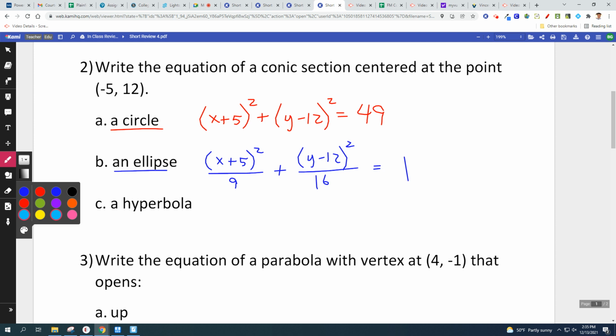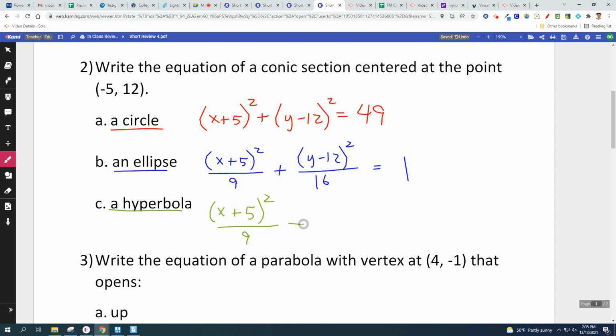A hyperbola looks exactly like an ellipse with one exception. There's a minus instead of a plus. So hyperbola and ellipse are very, very similar. It's just that one has a plus and one has a minus.